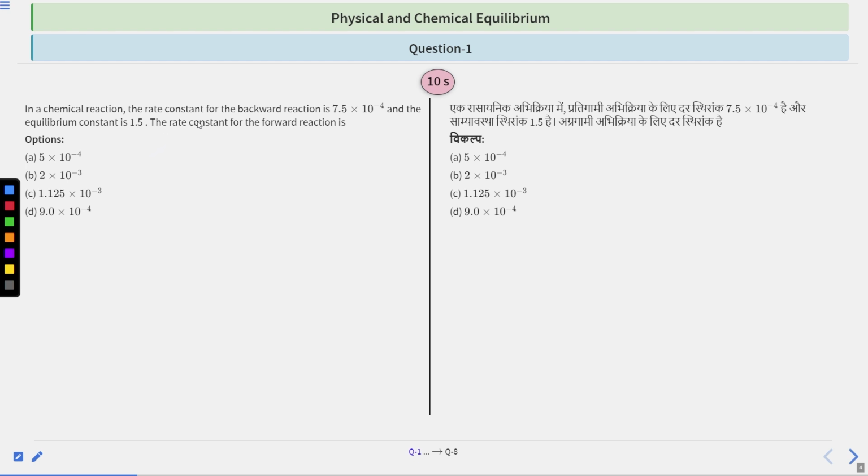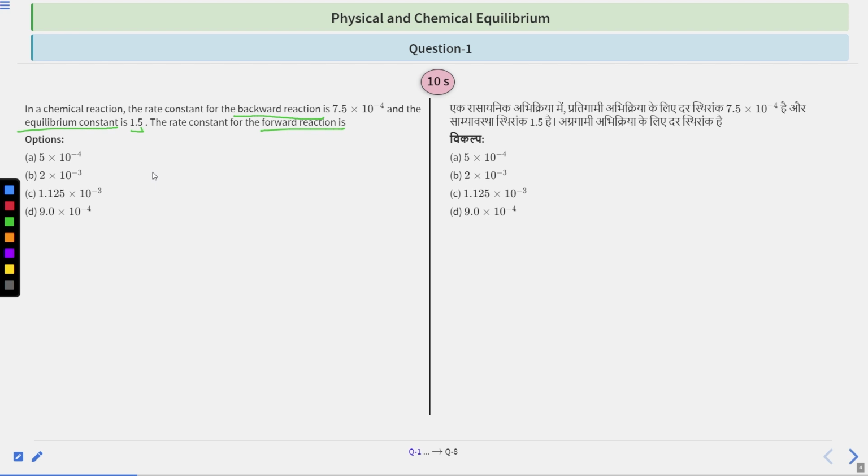In a chemical reaction, the rate constant for the backward reaction is 7.5 into 10 to the power minus 4, and the equilibrium constant is 1.5. The rate constant for the forward reaction is? So we have been given the rate constant for the backward reaction and the equilibrium constant, and we have to find the rate constant for the forward reaction. Options are 5 into 10 to the power minus 4, 2 into 10 to the power minus 3, 1.125 into 10 to the power minus 3, or 9 into 10 to the power minus 4.